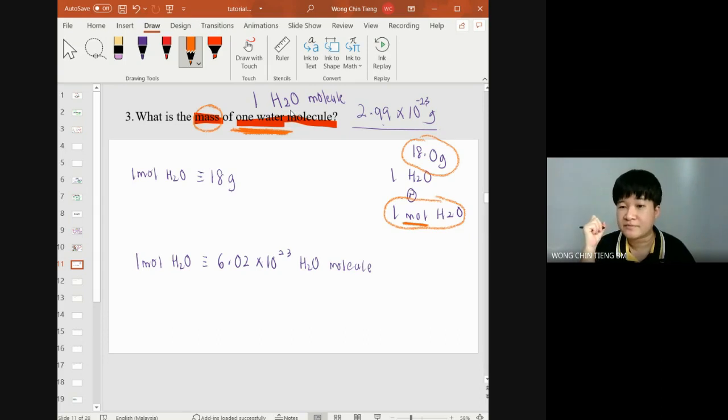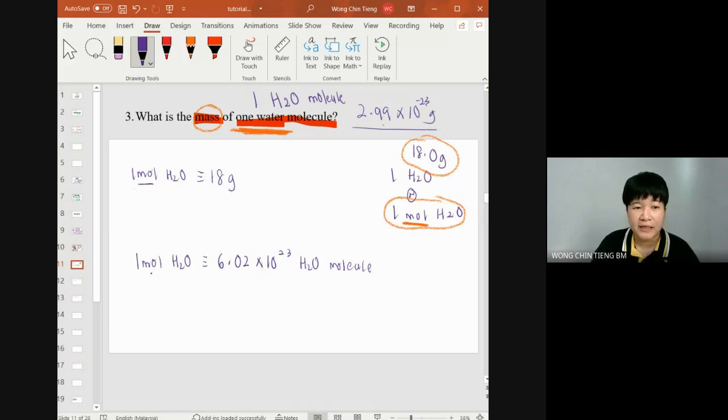1. Okay? We only want one water molecule. So, what we are going to look at is this. 1 mole of H2O equals to 18 gram. Yes, 1 mole. Tapi sekarang saya bukan nak 1 mole, saya nak 1 je.